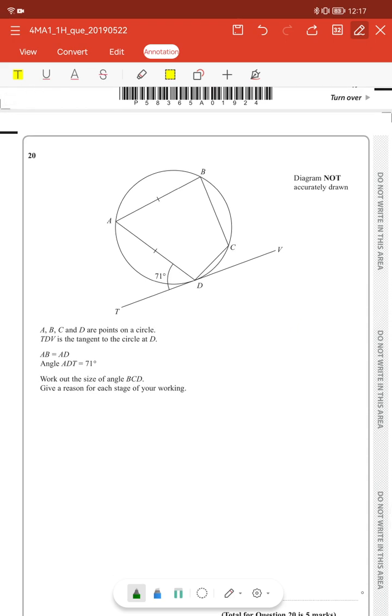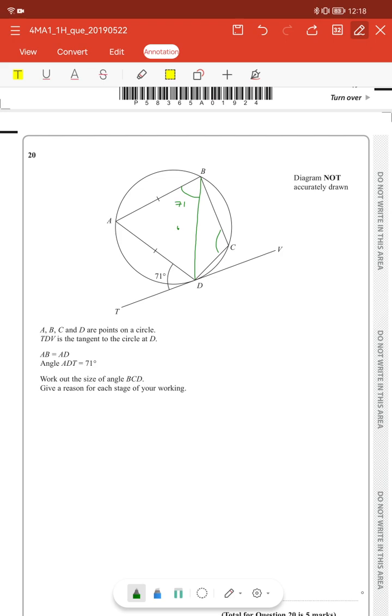It wants us for question 20 to work out the angle BCD, which would be this angle here. Now, if we were to do this for question 20, we can start by thinking about the circle theorems. So we know ABD or ACD would equal 71. So if I make the center of a circle somewhere here, ABD, this angle would be 71 from the alternate segment theorem.